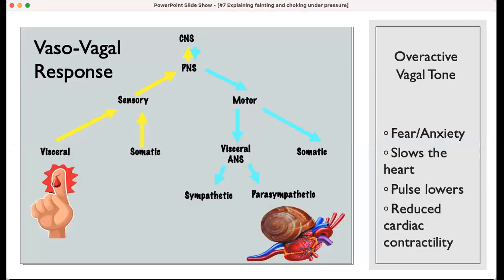So overactive vagal tone is the visceral response. Again, you've seen this before, goes sensory into the central nervous system, and then comes out this motor arm, the visceral autonomic nervous system, as mentioned in the earlier presentation on the autonomic nervous system. So you get a slower heart rate, your pulse lowers, and your heart rate contractility, or your heart muscle is reducing its strength of how hard it's pumping.